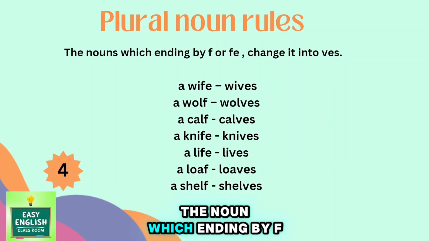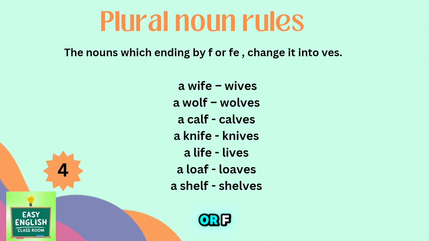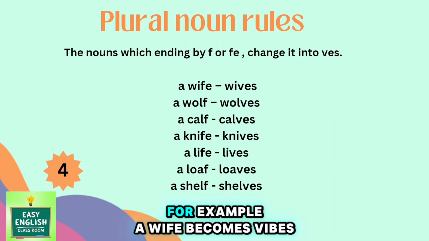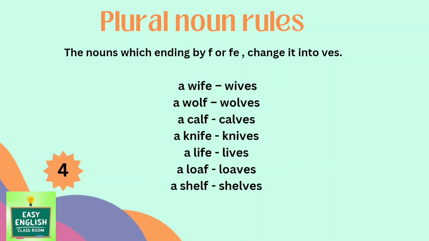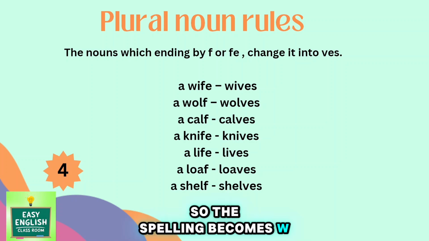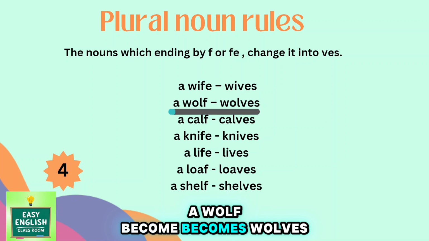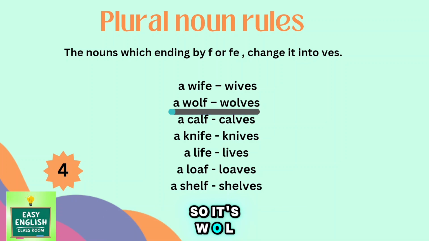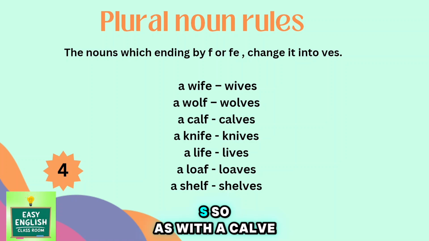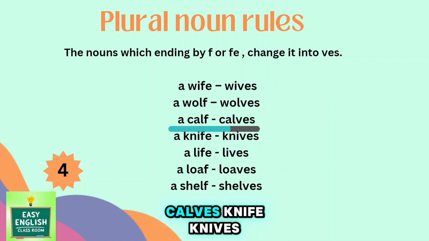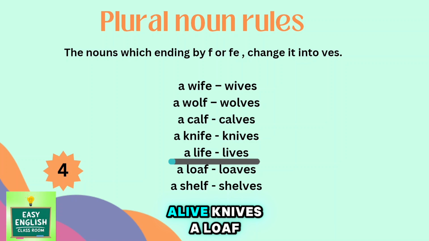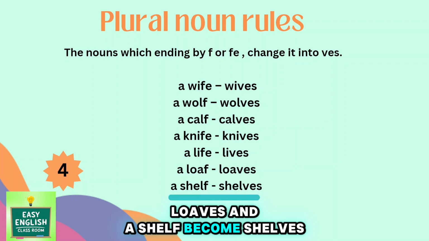The nouns which end in f or fe change into ves. For example, a wife becomes wives. So the spelling becomes wives. A wolf becomes wolves. So it's wolves. So as with a calf, calves, a knife, knives, a life, lives, a loaf, loaves, and a shelf becomes shelves.